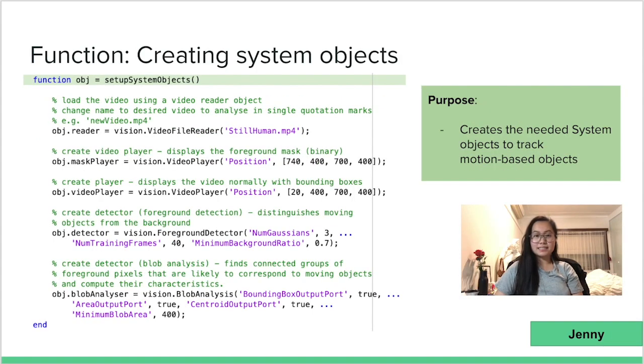As the function name states, this function's purpose is to create the 5 needed system objects to track the motion-based objects.